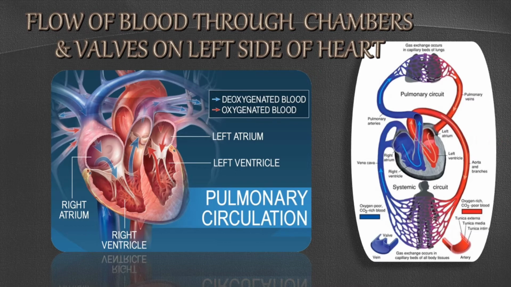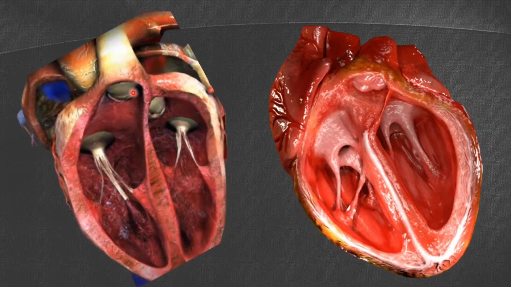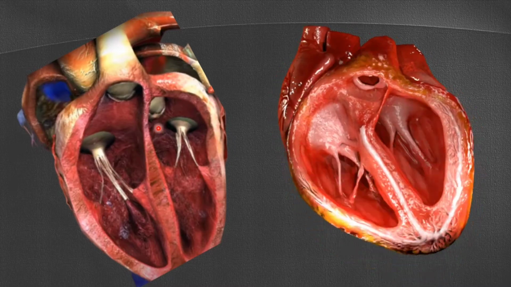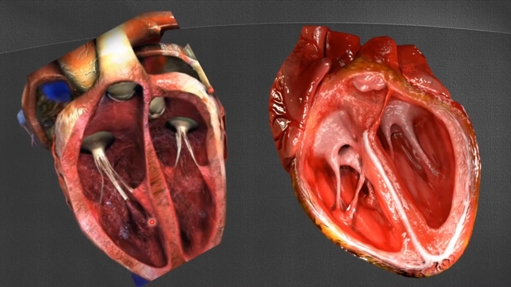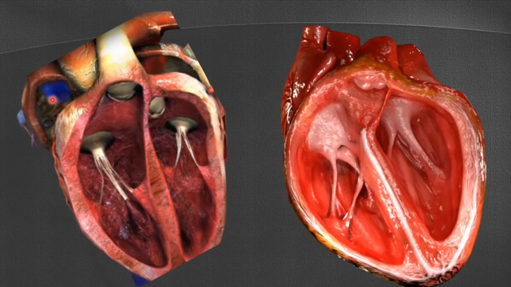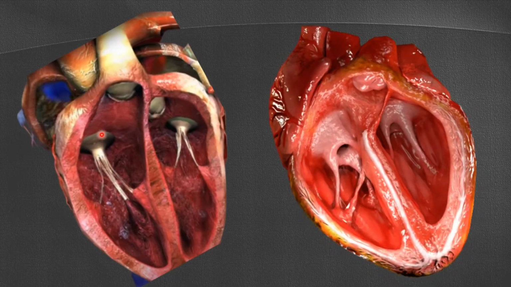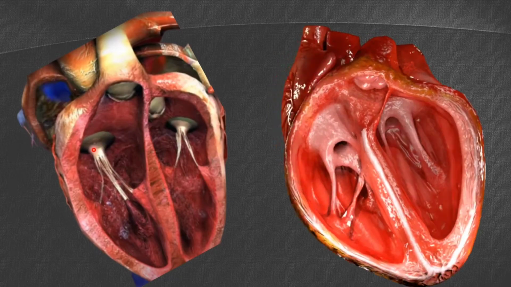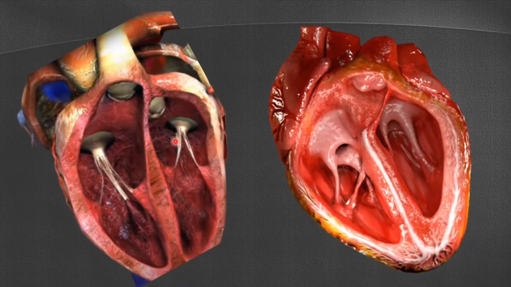On the right side you already know, but now this is the right side of the heart and this is the left side of the heart. This is the interventricular septum, this is the right atrium, this is the right ventricle, and this is the right AV valve, this is the left AV valve, this is the left atrium, and this is the left ventricle.